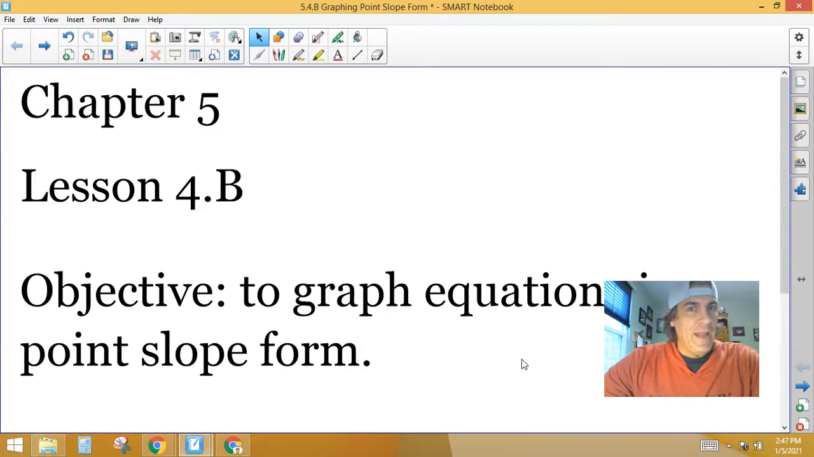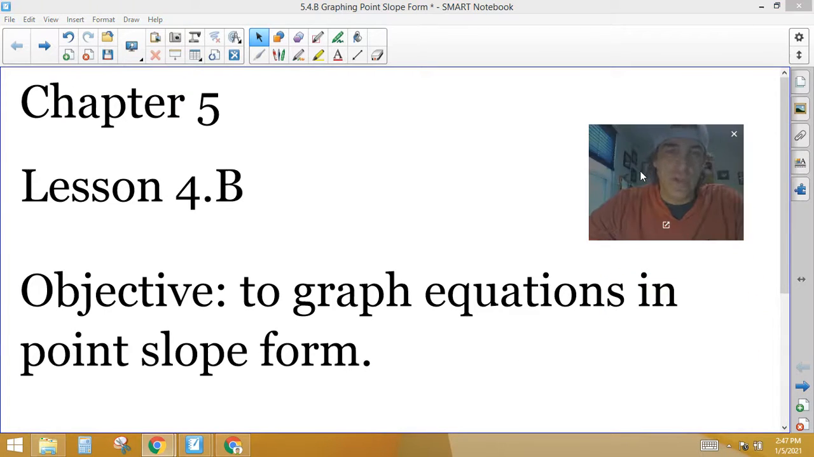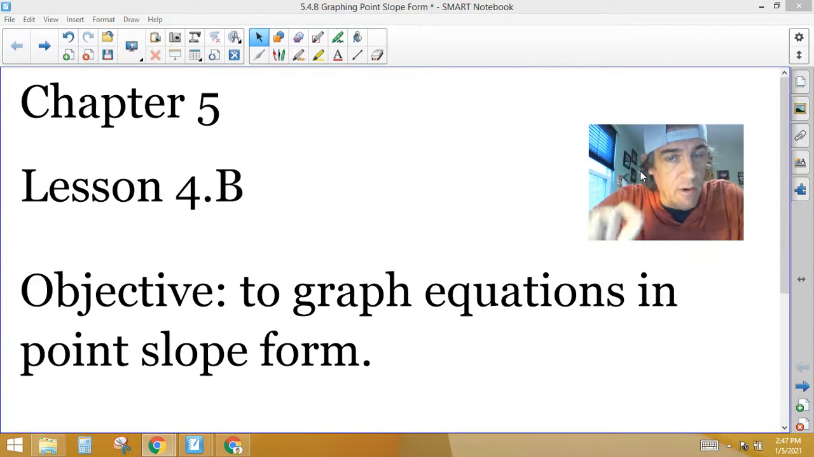Hey guys, last lesson before our quiz. This is lesson 5-4B, and our objective today is to graph equations that are in point slope form. This one is super short. All right, the last one was a little long. This one will be so short.